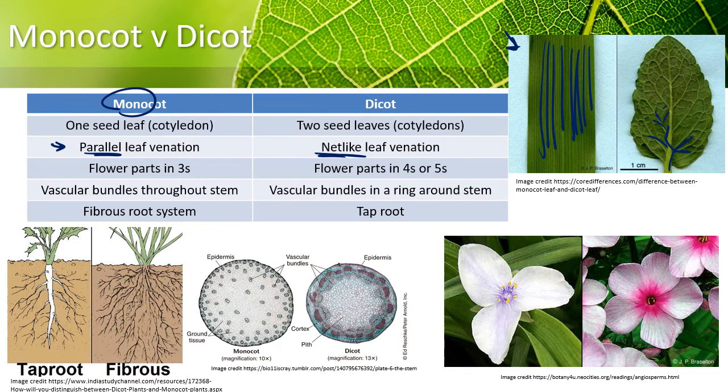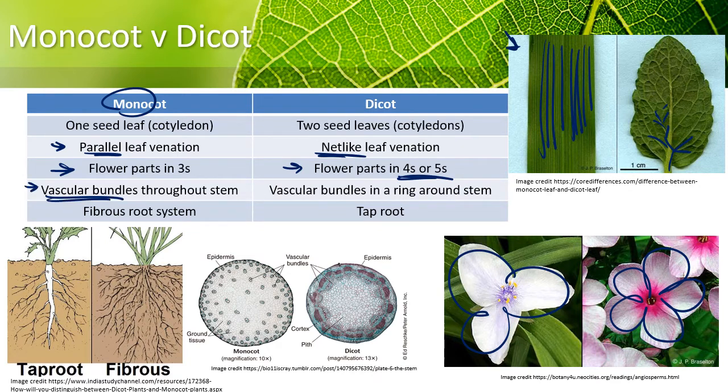They make nets. Flower parts in monocots come in groups of threes, or multiples of 3. So there's 1, 2, 3 petals on that flower. That's different from our dicots, where the flower parts come in multiples of 4s or 5s. This guy has 1, 2, 3, 4, 5, so it's a dicot. Vascular bundles in the stem. So vascular bundles, these are the tubes of the vessels of that transportation system that carries around water, minerals, and nutrients.